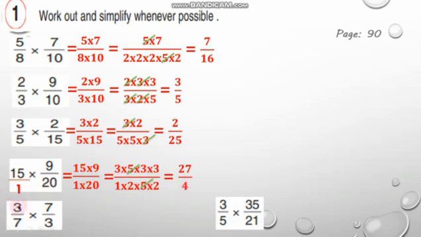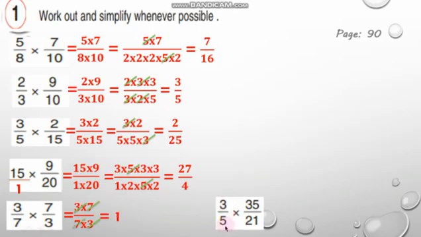Now I have 3 over 7 times 7 over 3. I multiply the numerators and the denominators. I cannot decompose any number, so I can directly simplify. I can simplify by 3 and by 7. The answer will be 1.